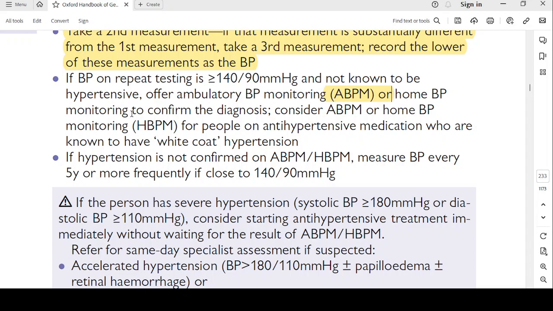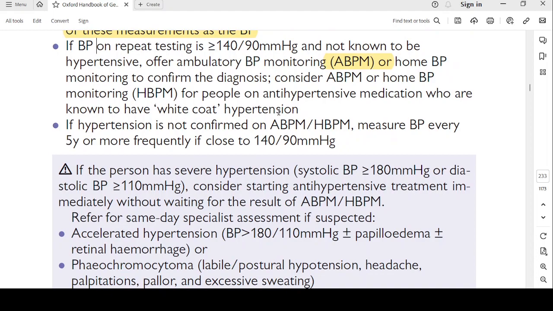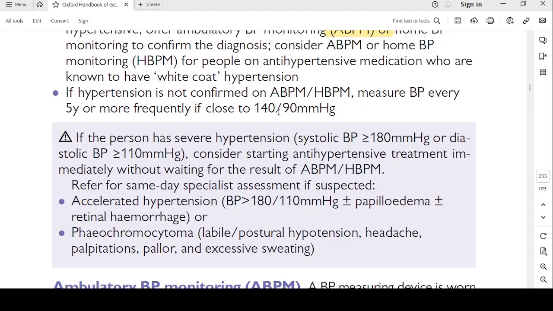So if the BP on repeat testing is more than 140 by 90 and not known to be hypertensive, offer an ambulatory blood pressure monitoring or home blood pressure monitoring to confirm the diagnosis. Consider ABPM or home BP monitoring, HBPM, for people on antihypertensive medications who are known to have white coat hypertension. If hypertension is not confirmed on ABPM or HBPM, measure BP every 5 years and more frequently if close to 140 by 90.